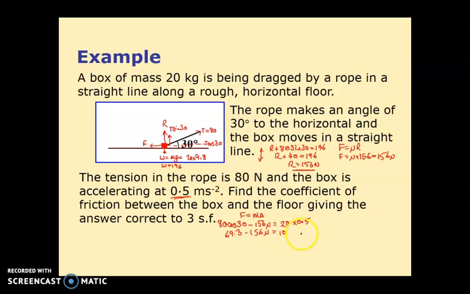So switch those around. I'm going to do it up here because I'm running out of space. 156 mu equals 59.3. So if I divide that by 156, I get mu equal to 0.380. I don't know if that's right or not. Let's have a look. 0.380 to three significant figures.